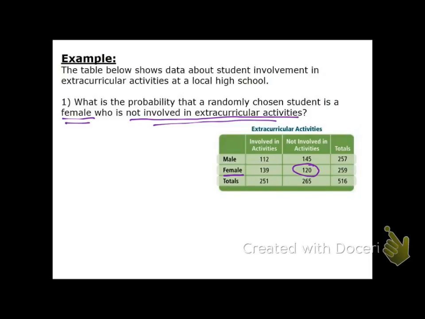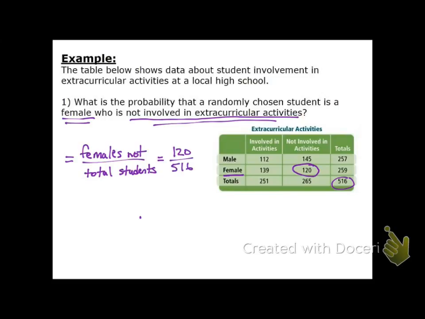So to find our probability for this, we're going to have females not involved over total students. So right now we're looking at 120 over 516.